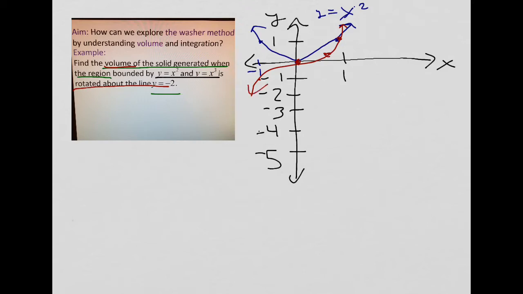So you can see that there's a region here. I'm going to draw that in. We're going to revolve around, and we're revolving it around the line y equals -2, which is down here. Sorry, it looks like a curve. It should be a line. And let me label this just so you know.